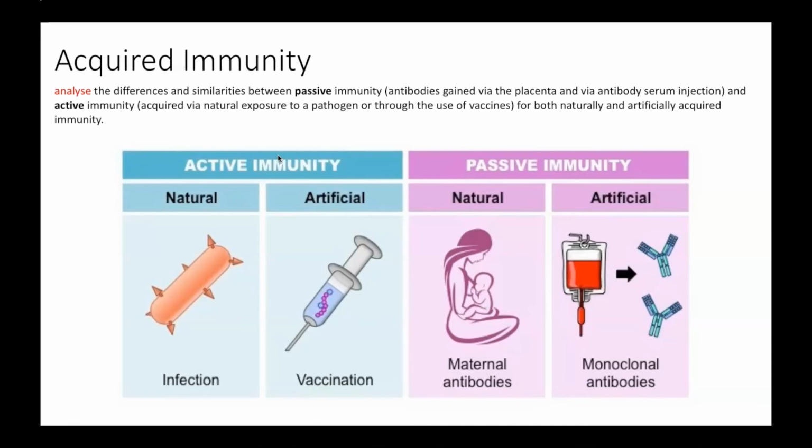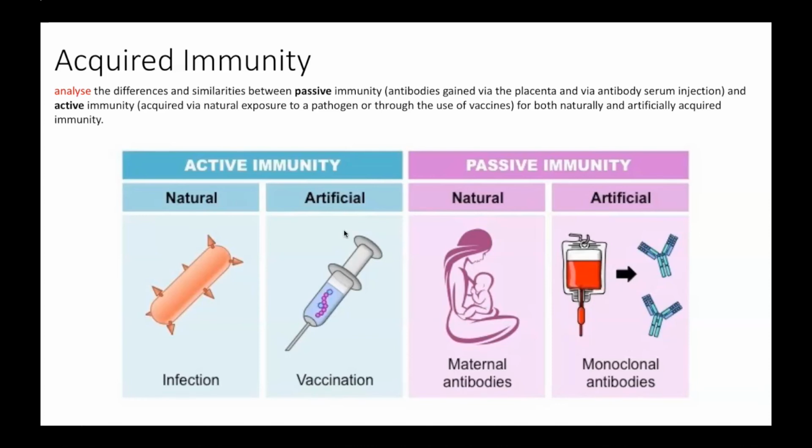That means you make the antibodies. You can do this in 2 ways: one where it is naturally acquired, and the other where it is artificially acquired. Naturally means you get something from the environment, like a pathogen, and you create antibodies to it.